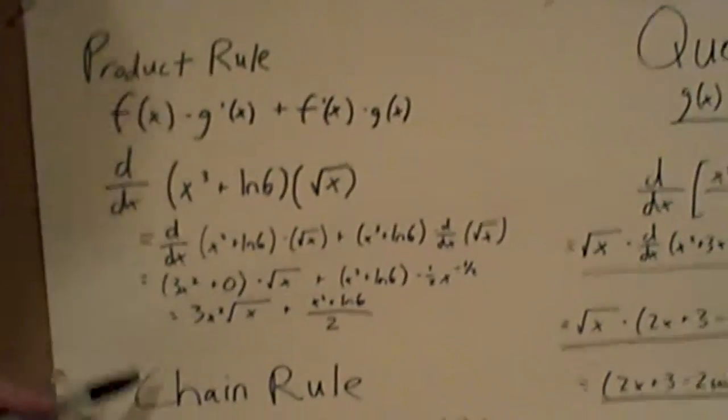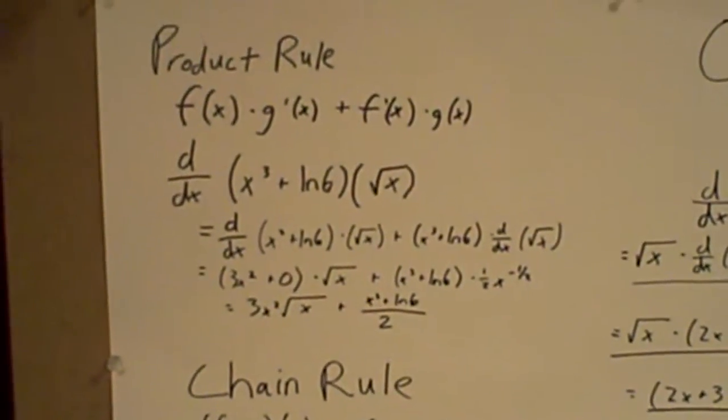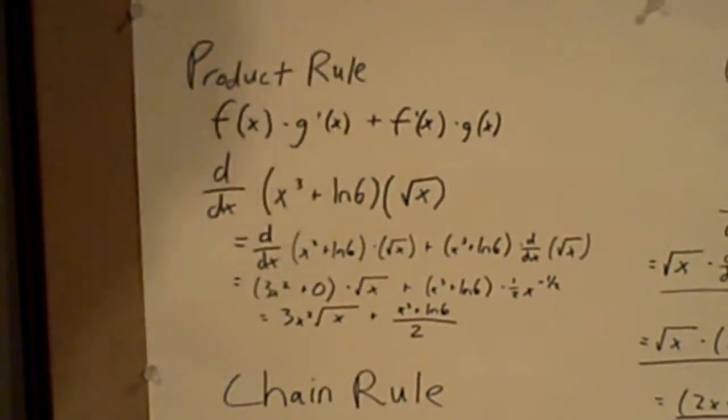So last night, yesterday in class, we learned three major rules on how to take a derivative: the product, the chain, and the quotient rule. So let's just go into further detail about what those have to offer.